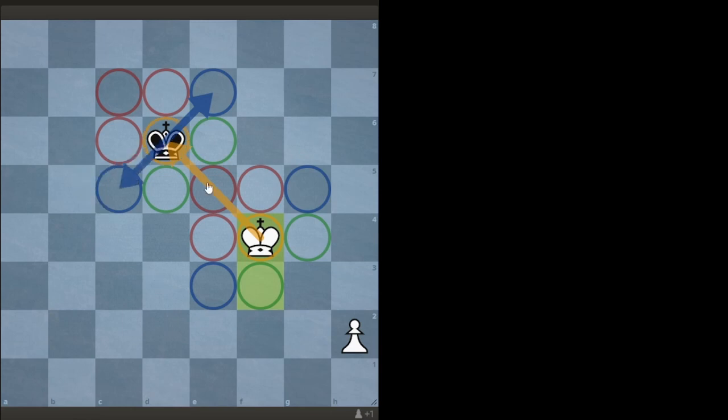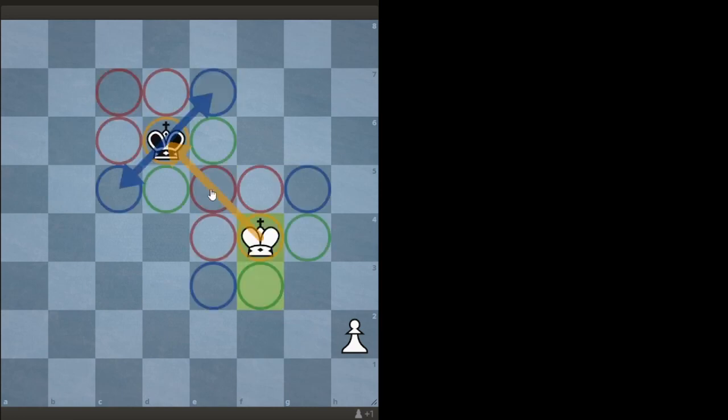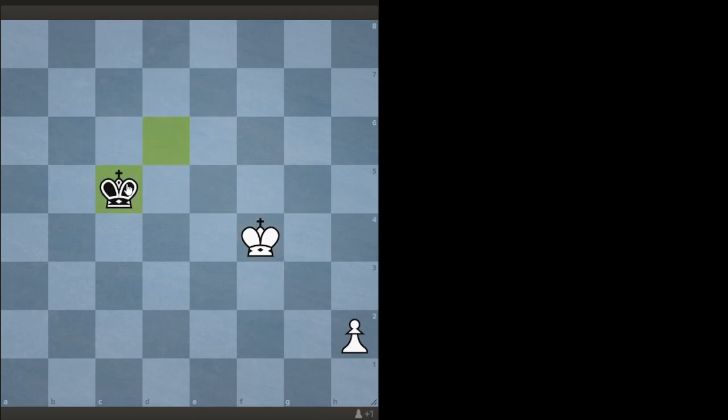After e7 we can have the opposition either with the diagonal, or we can get the opposition with the other line as well. Therefore, sometimes there could be two possibilities. And now if the king gets to the square c5, we can get the opposition with the diagonal, or if we wish to, we can have the opposition with the king on the 5th rank, on the horizontal line.